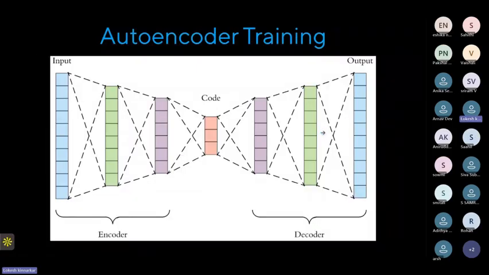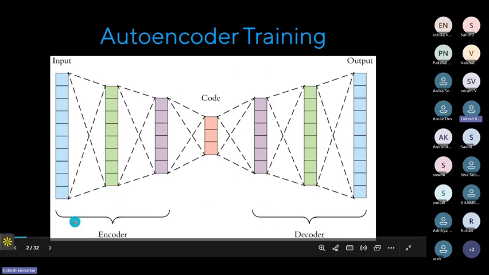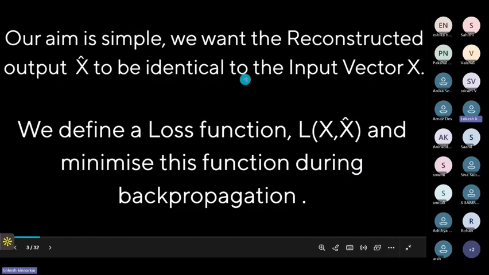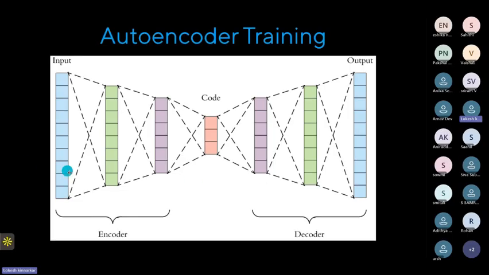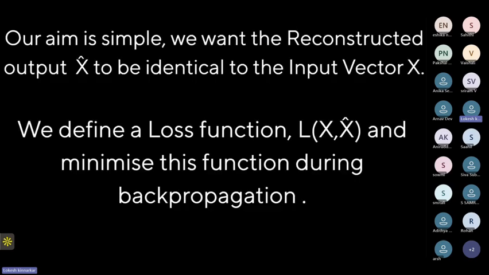Yeah, so I will be continuing with the training of autoencoder and discuss the variants of autoencoder which are used for a variety of applications. So as we saw before, this is the architecture of autoencoder, and our aim is simple: we want to reconstruct the input X and want the reconstructed output to be as similar as possible to our input. So for that purpose, we will define a loss function between the input vector X and the reconstructed output X hat, and minimize this function during back propagation, which we do in neural networks as well. But there is a problem with this end-to-end training, which I will discuss here.